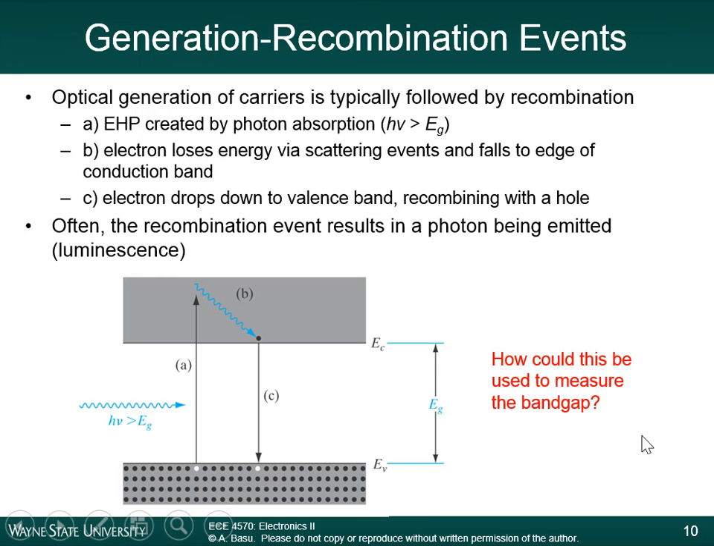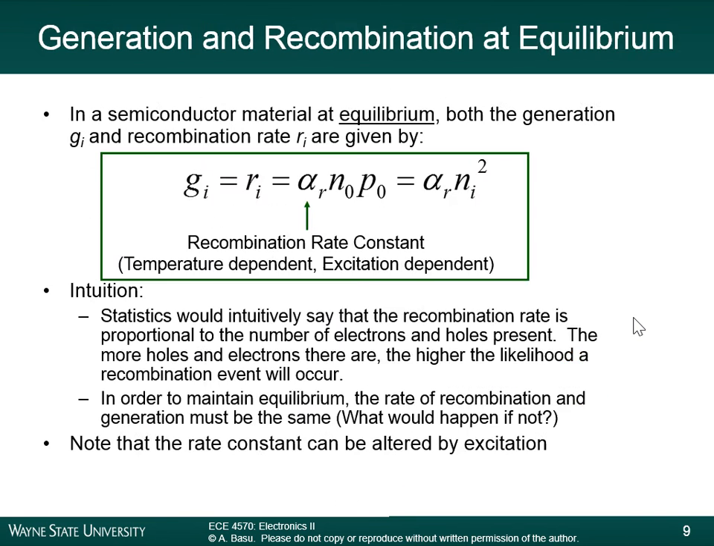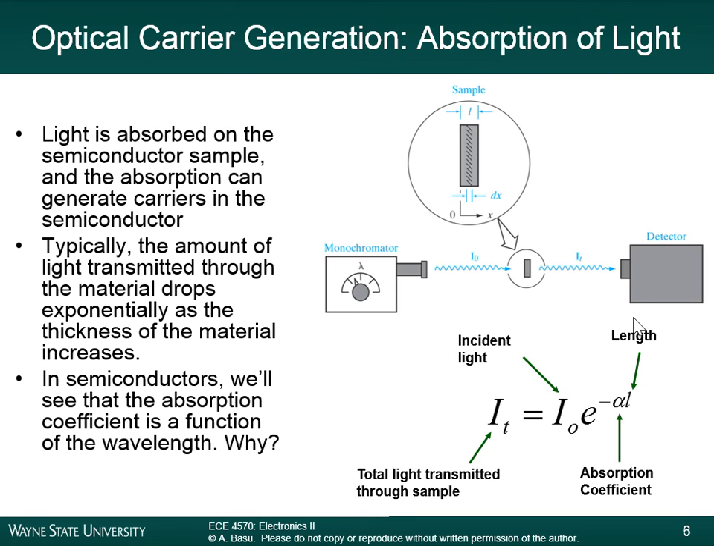So we were talking about generation and recombination events. This is what we want to continue this time. Quick recap from last time. We were talking about the concept of optical carrier generation. If you shine light into a semiconductor material, you generate electron hole pairs.